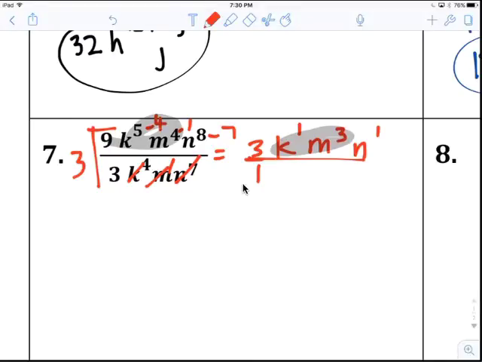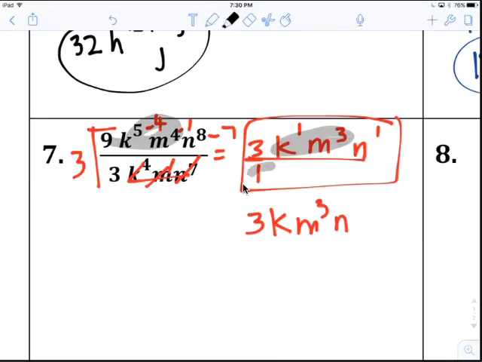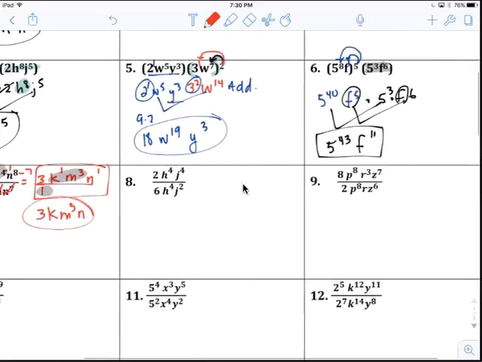Yeah, I think that's it. We got rid of, that's all, that's my answer. Or just 3, you don't have to put that 1 there. k, m to the 3rd, n, and you don't have to put a denominator 1, and that's your answer. Okay?